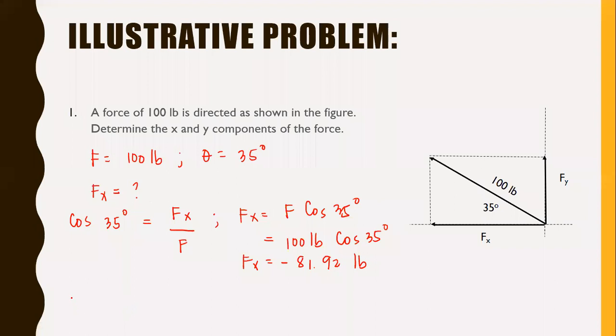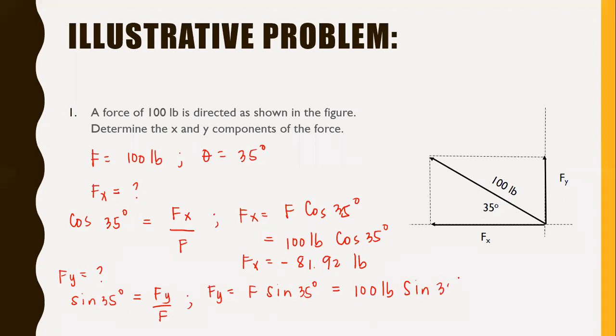Now, for Fy, we have sine 35 degrees, which is equal to opposite over the hypotenuse. Therefore, your Fy is equal to F sine 35 degrees, where F is equal to 100 pounds, times sine 35 degrees. Now, for your Fy, we have 57.36 pounds.